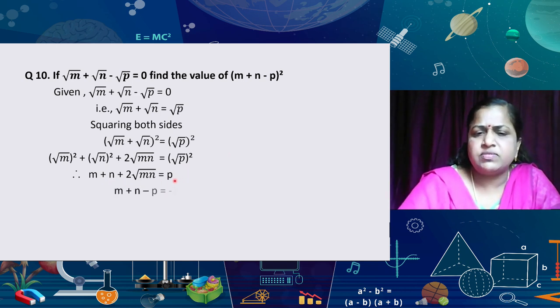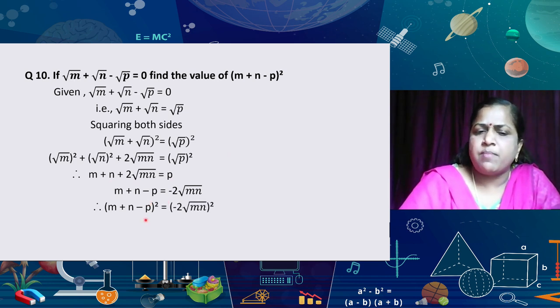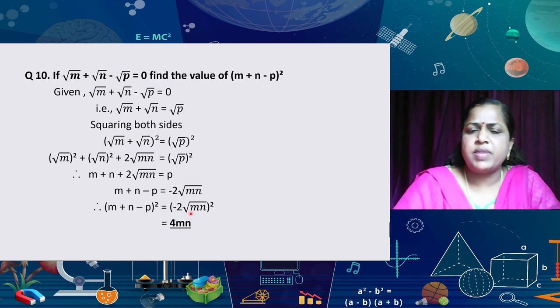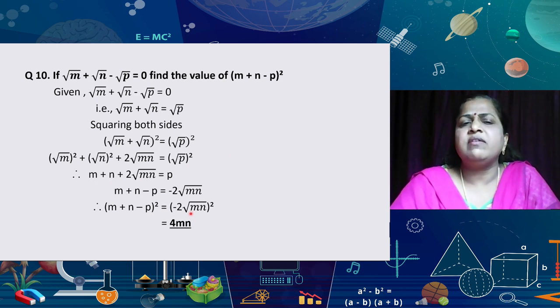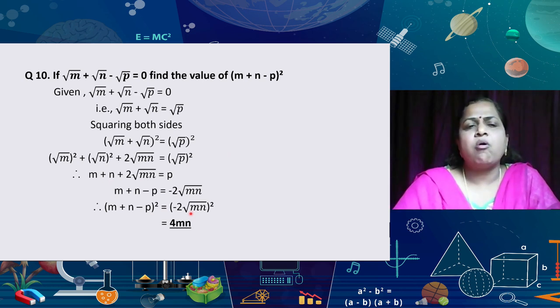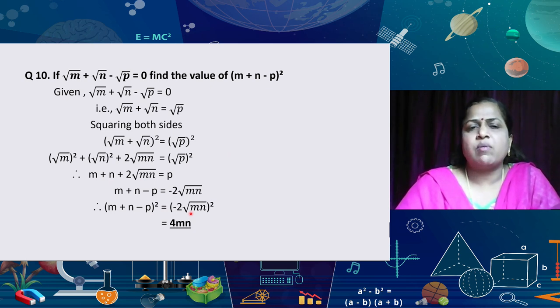So we can transpose p on the left side and 2 root mn on the other side. We got m plus n minus p equal to minus 2 root mn. If we square both sides, we get m plus n minus p the whole square equal to minus 2 root mn the whole square. That is minus 2 the whole square is 4 and root mn the whole square is mn. Thus we can find the values by using all these identities, which we have already studied. We can substitute and apply this in solving these types of questions in any chapter.